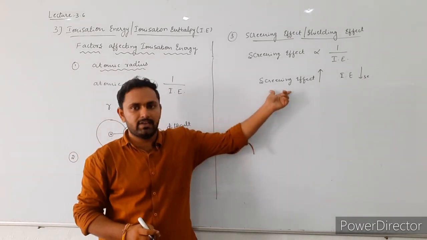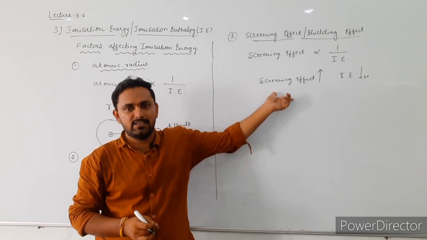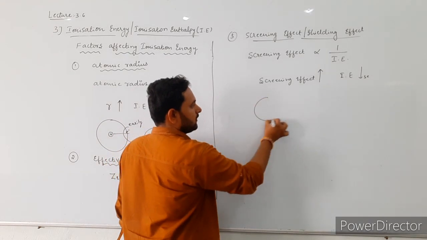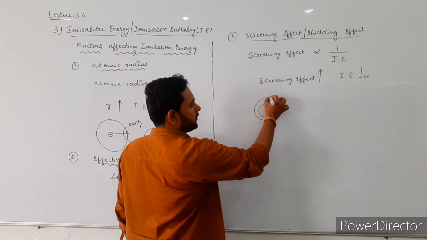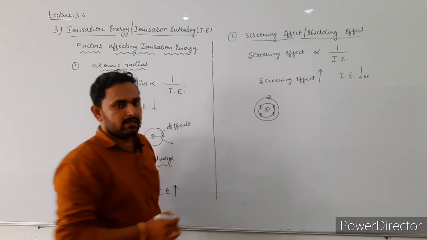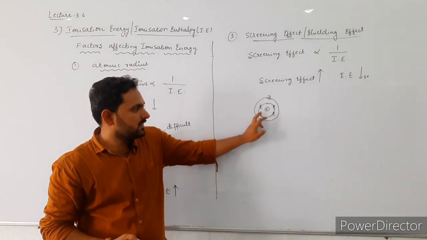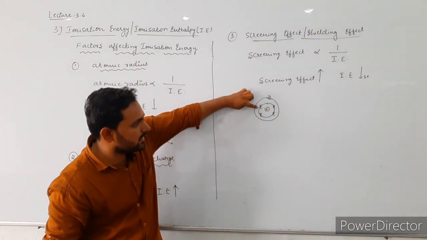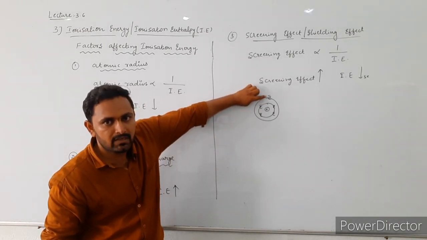What is screening effect? The total repulsive force is called screening effect. See here, this is the nucleus, this is the inner shell, this is the outer shell. These are inner shell electrons. These inner shell electrons work as a screen around the nucleus. If there are more inner shell electrons, then there is more repulsion between inner shell electrons and outer shell electrons. If there is more repulsion, then what happens?